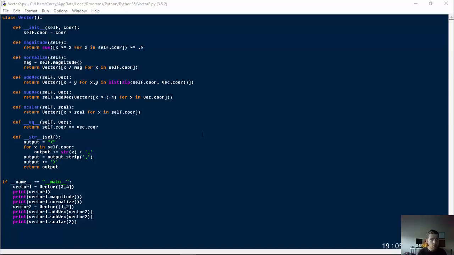Alright, hey guys, we're back with part 2 of programming our vector. So let's get into it. We've done scalar multiplication, adding vectors, subtracting vectors, normalizing magnitude, stuff like that.